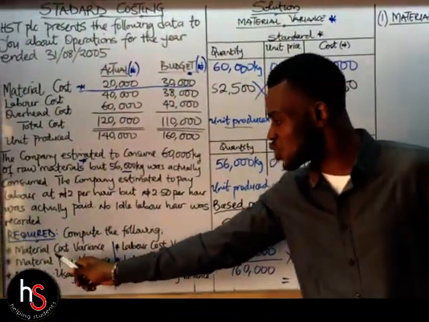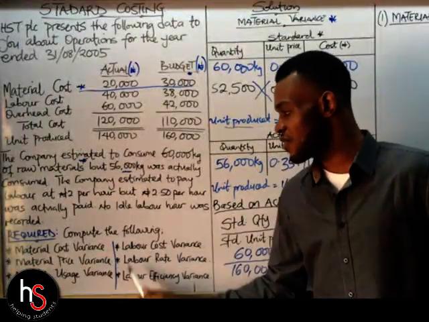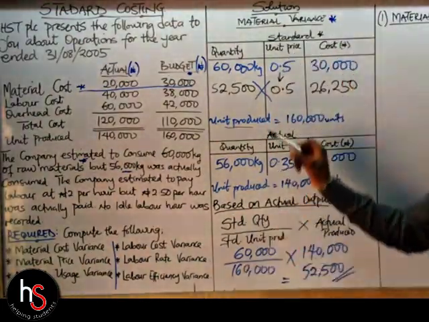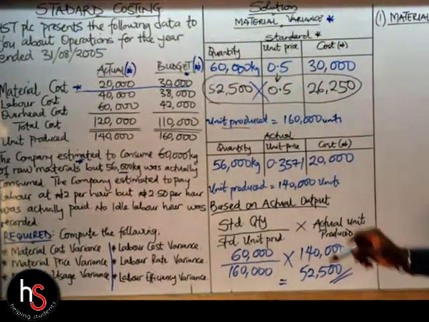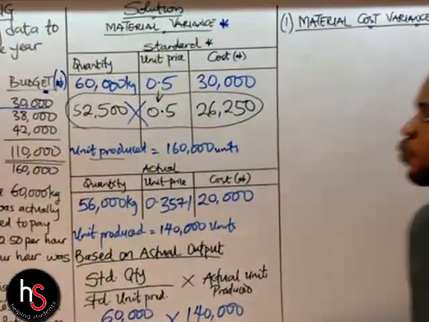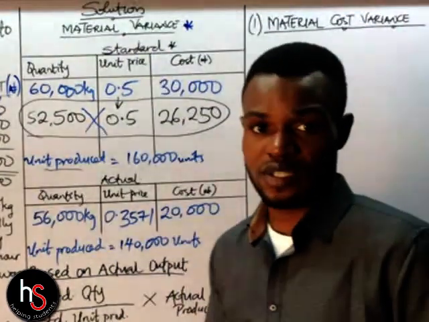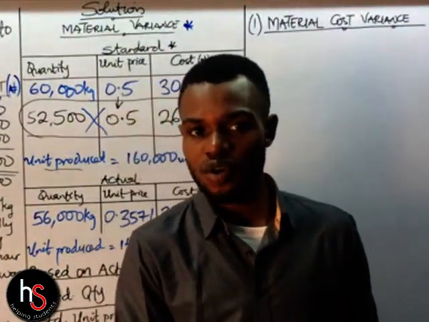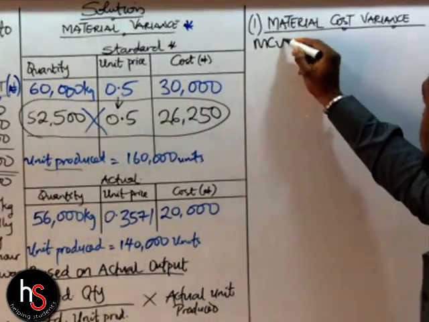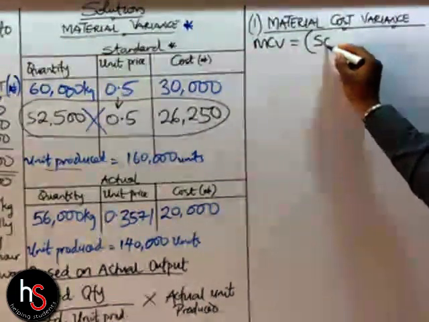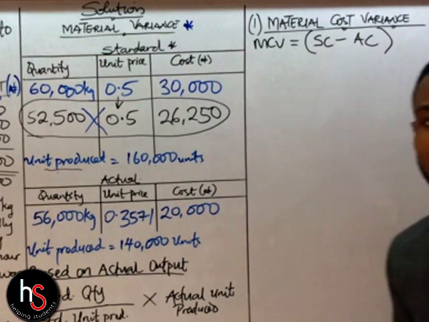To answer this question, the material cost variance, material price variance, and the material usage variance, this is the particular value we are going to make use of under the standard. Number one, material cost variance. The formula for the material cost variance is standard cost minus actual cost.